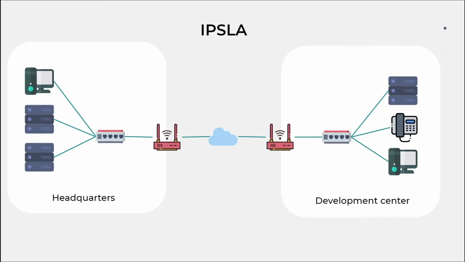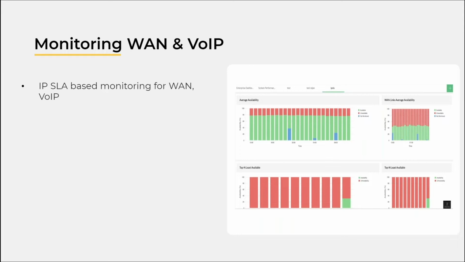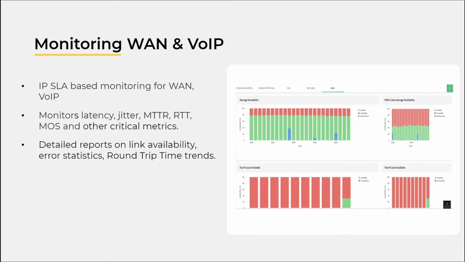So OpManager allows you to monitor the WAN and the VoIP from OpManager. With this, you can monitor parameters such as latency, jitter, MTTR, as well as other critical metrics. You also have access to detailed reports based on the link availability, the error statistics, as well as the round trip time frames.